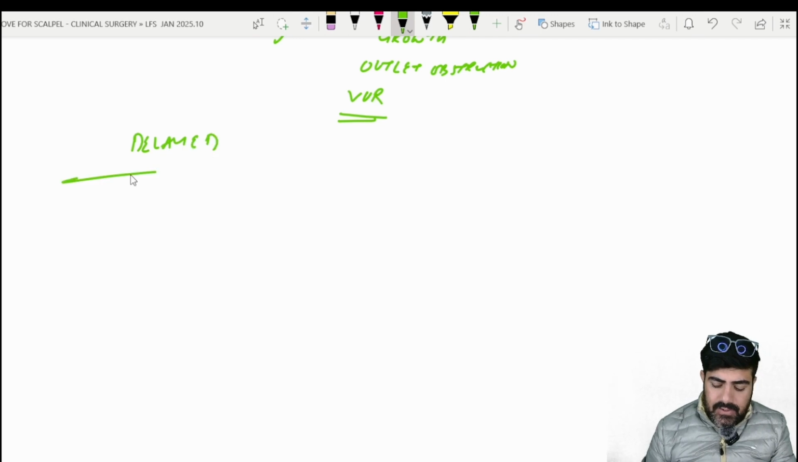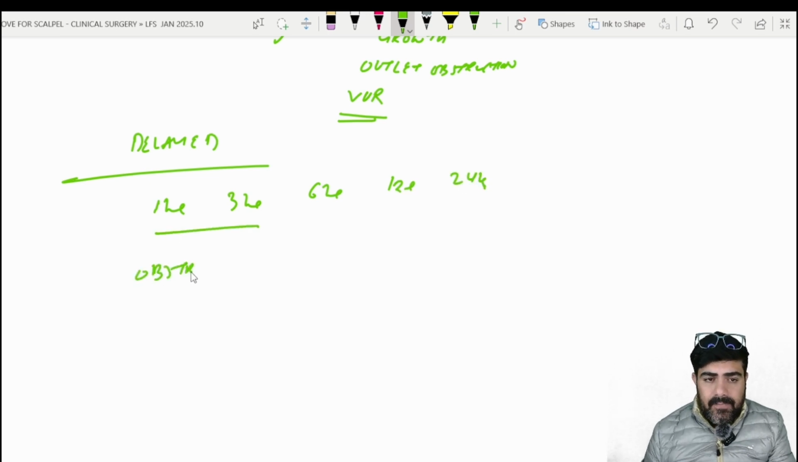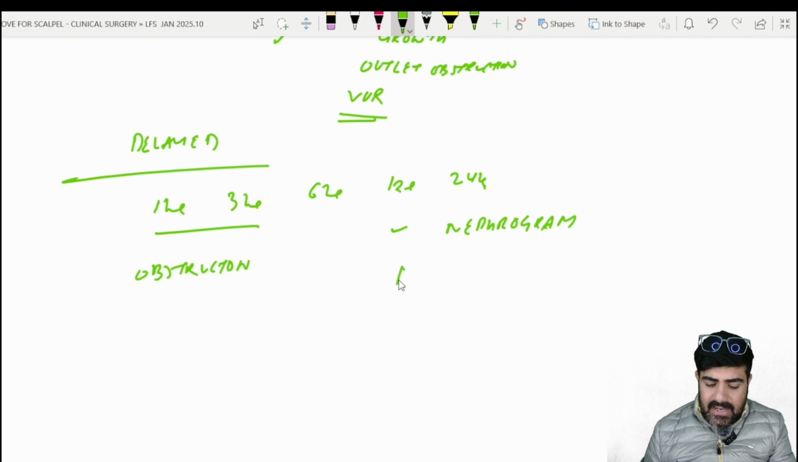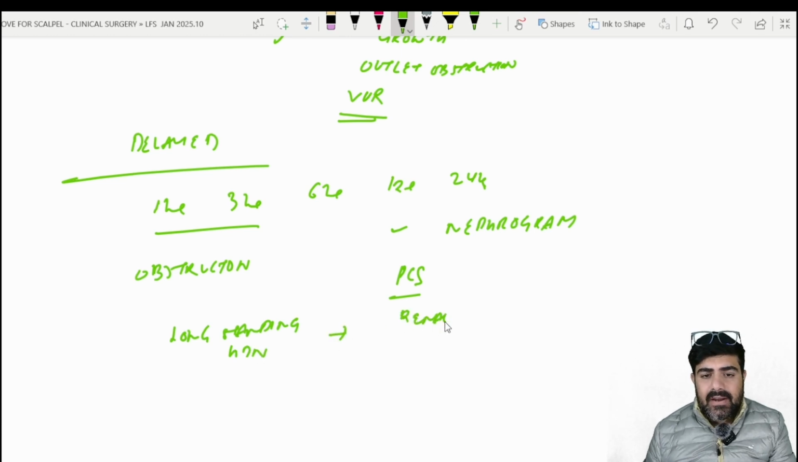Delayed films are taken at 1 hour, 3 hours, 6 hours, 12 hours, and 24 hours. They are used in case of obstruction, because we can see the nephrogram here, but we will not be able to see the pelvicalyceal system. Then long-standing hydronephrosis. Again, here we will be able to see renal parenchyma, but not the pelvicalyceal system.